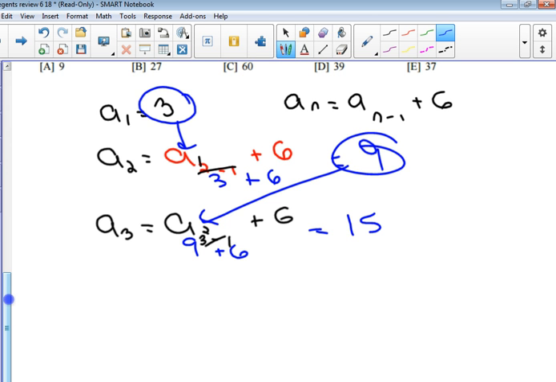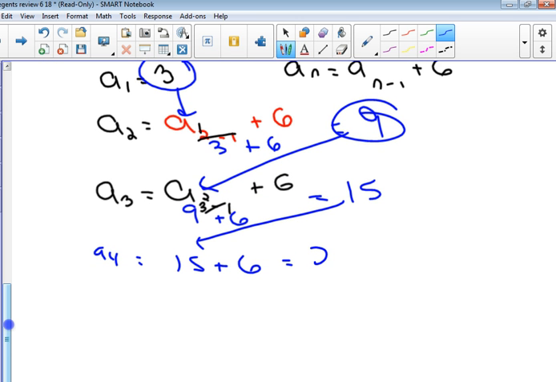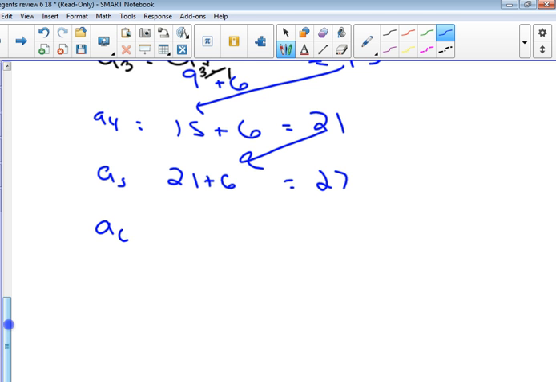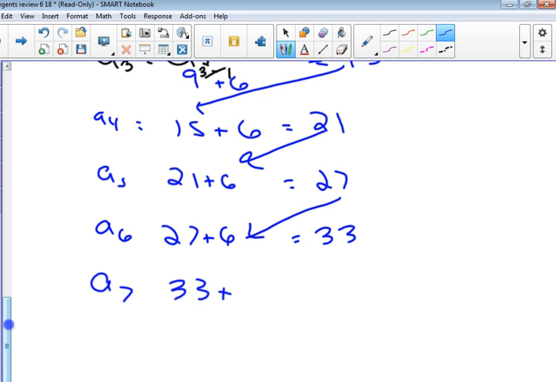All right, so again, once you get the pattern, we can just keep going now. A sub 4 is going to be 15 plus 6, which is 21. If we want the fifth term, we do the same thing. 21 plus 6, which is 27, nice. And then the sixth term, 27 plus 6 is going to give us 33. And a sub 7, 33 plus 6 is 39.